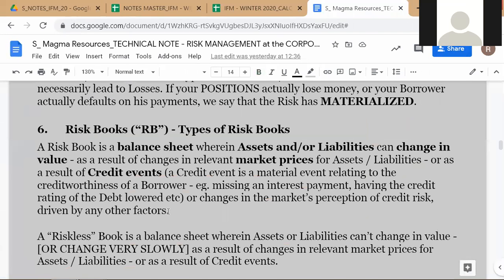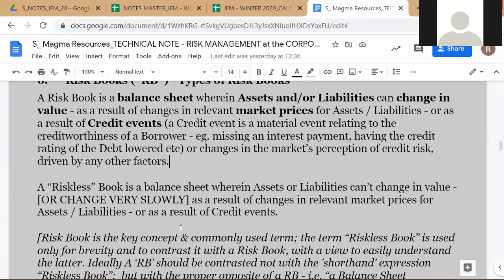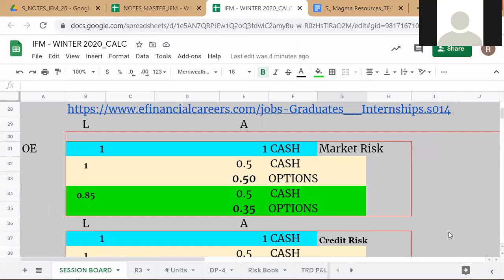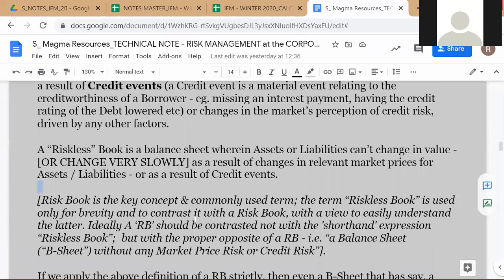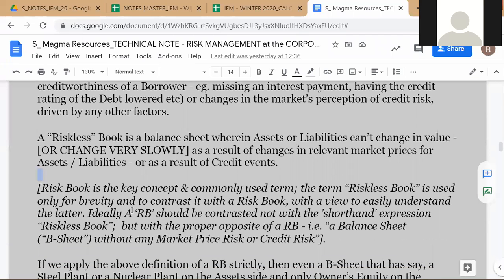Now, this helps you to understand what is a risk book. I've given you this term to help you understand what is a risk book, and therefore I've shown you what is not a risk book, where the balance sheet, assets and liabilities can't change in value. Like I showed you here, it's technically not a risk book because cash cannot change in value. But please don't use the term riskless book when discussing with people. This is only meant to give you the idea of what is a risk book. Nobody uses this term. So I've written all this stuff here.